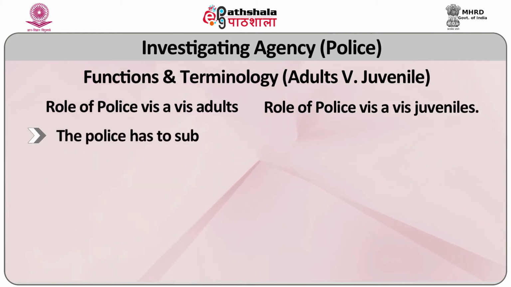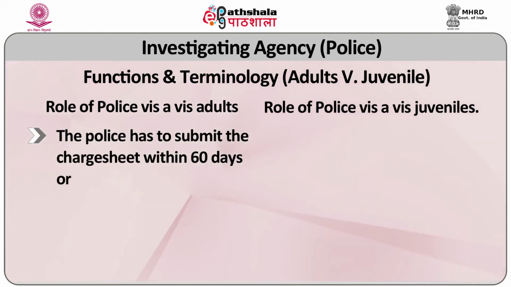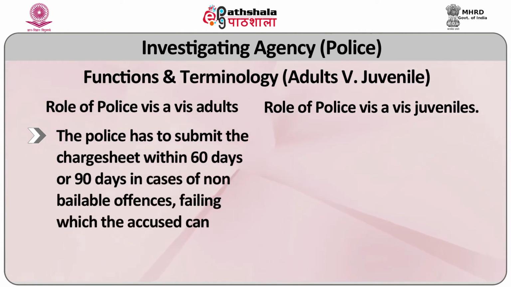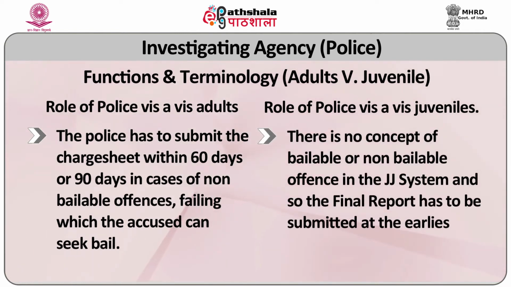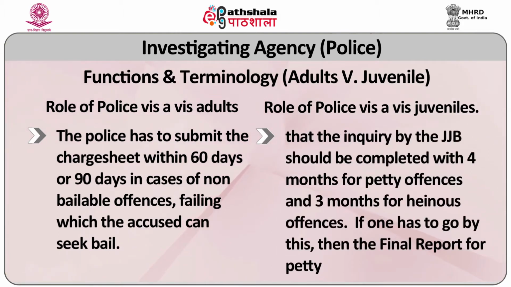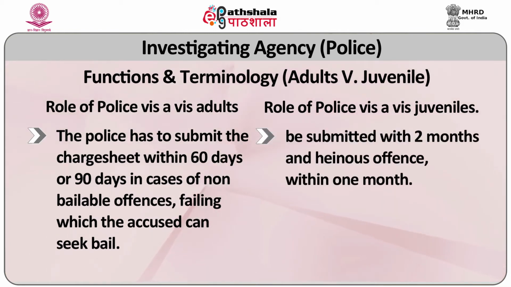In the adult system, the police has to submit the charge sheet within 60 days, or 90 days in case of a non-bailable offence, failing which the accused can seek bail. However, there is no concept of bailable or non-bailable offence in the JJ system, and so the final report, or the charge sheet, is called the final report, and has to be submitted at the earliest. So, these are some of the differences in the adult system and the JJ system with respect to the police.